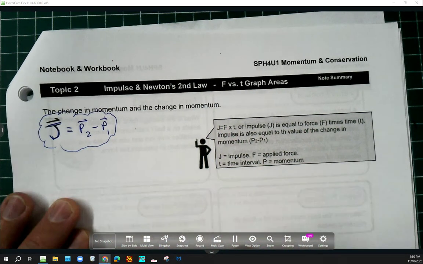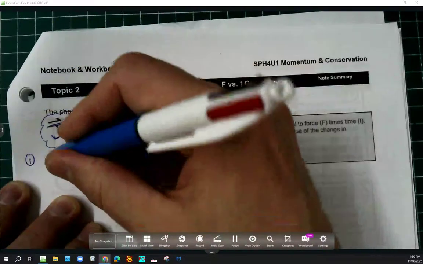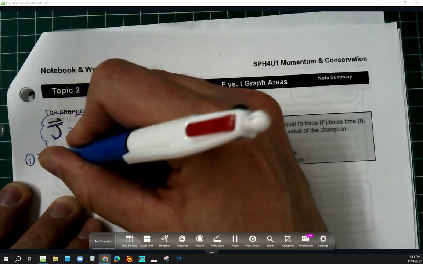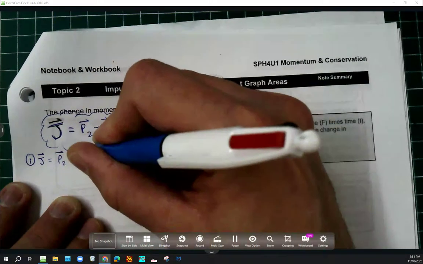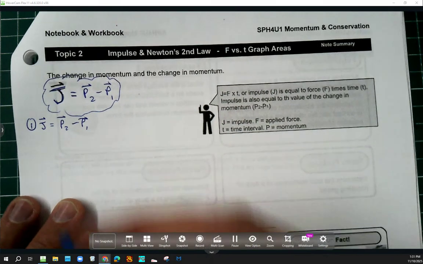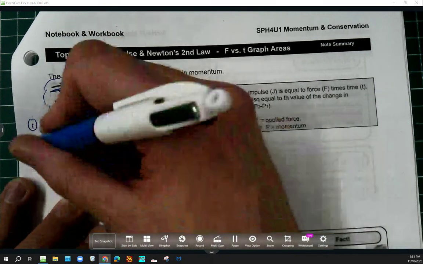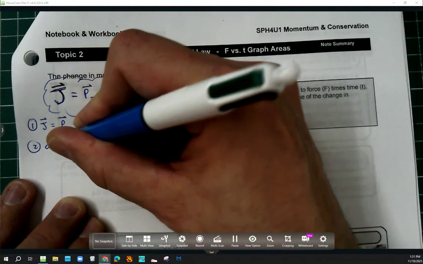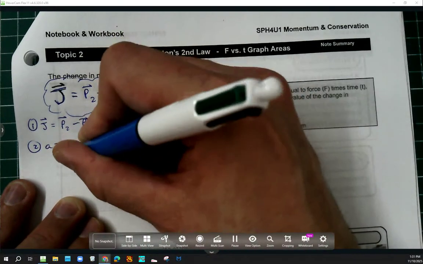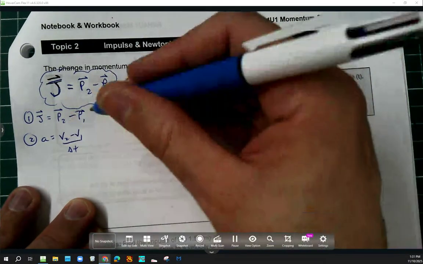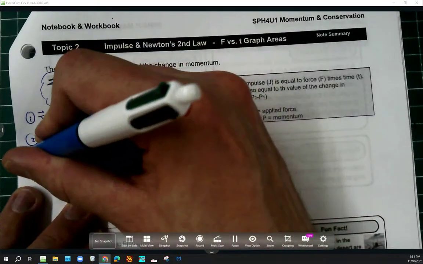So I want to start off with equation 1, and I'll just use this thing that I just talked about. J is equal to P2 minus P1. I'm putting those arrow hats on top of the vectors for now, and maybe I'll stop using them right away. Equation 2 is going to be acceleration equals V2 minus V1 over delta t, so that's that rate of change of motion, acceleration.